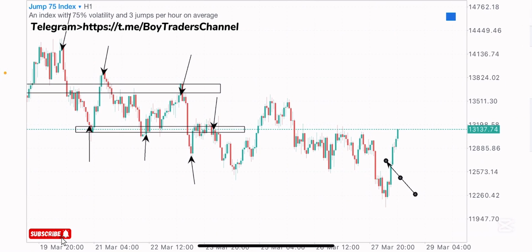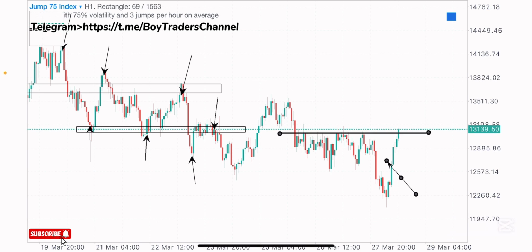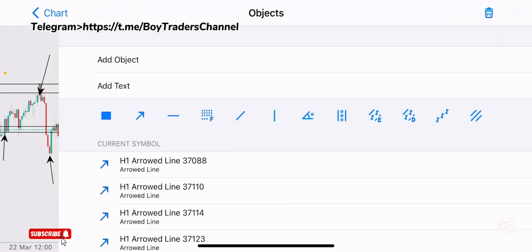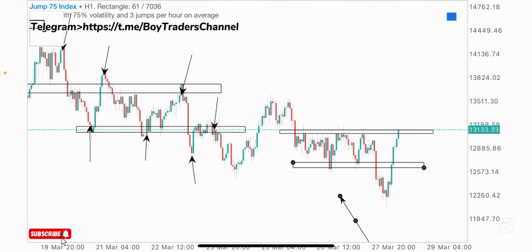point. And I think we're getting a break of this level. Initially, I was expecting price to sell from this zone, but we can see that we've got strong bullish momentum, so we may not get the sells from this point. And the supposed sell zone should be here.